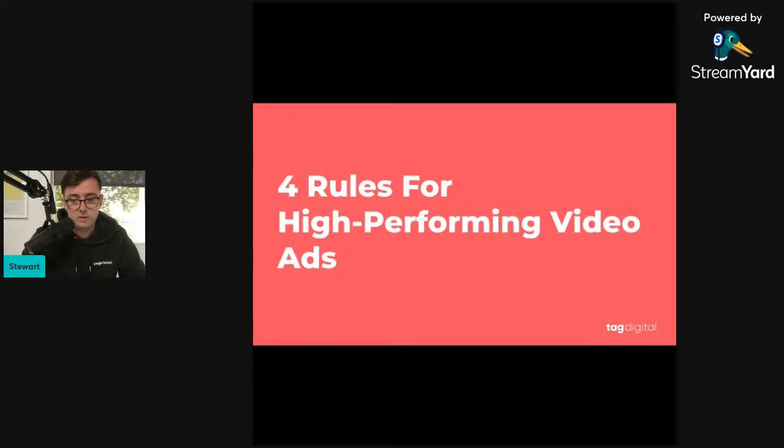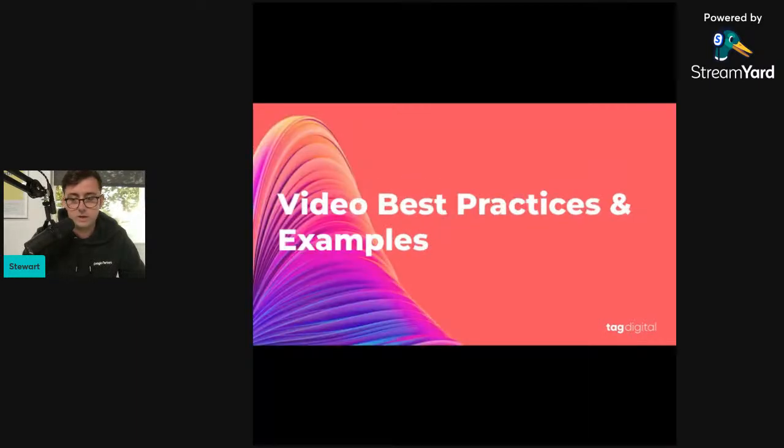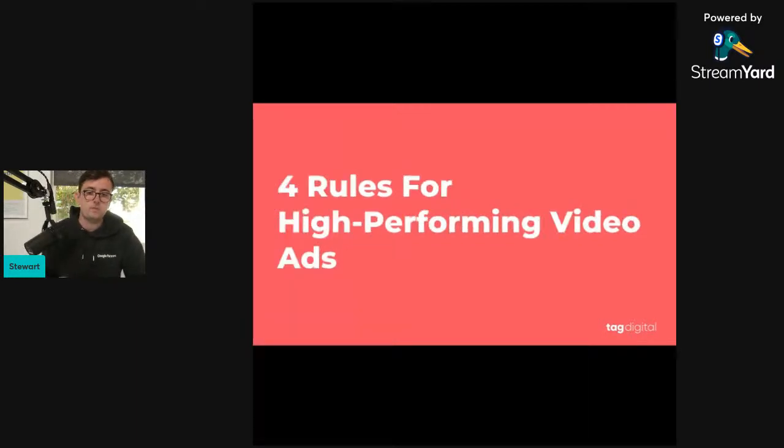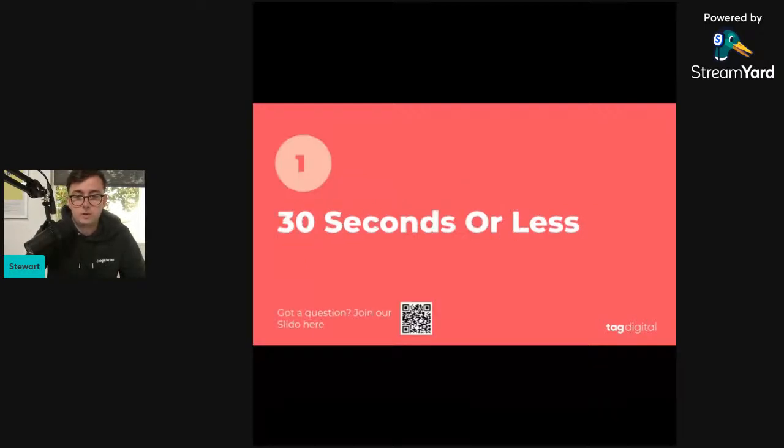Great, and now we're moving on to video best practices and examples. So we've got 4 key rules that we follow at TAG for generating high-performing video ads. The first one that we've got here is that your video should be 30 seconds or less.